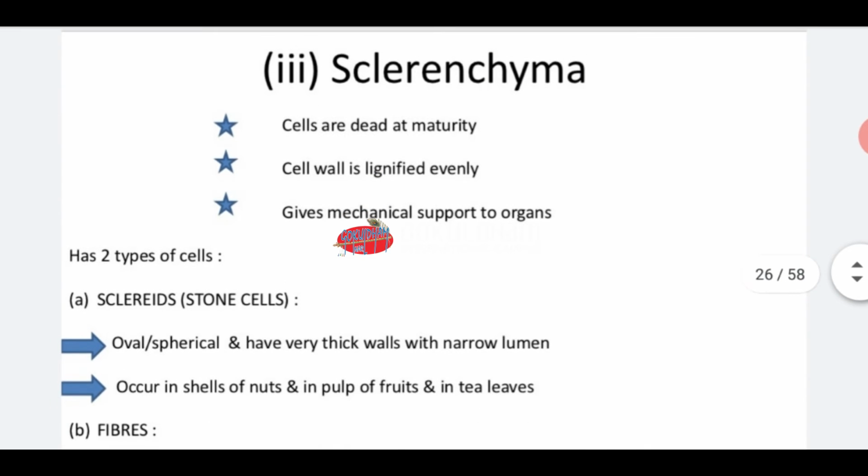Now, third type of simple permanent tissue is sclerenchyma. The sclerenchyma cells are dead at maturity. Means the cells in sclerenchyma tissue become dead at maturity. And the cell wall is lignified evenly. Means evenly, the cell wall has lignin, which we call a lignified cell wall. It gives mechanical support to the organs. Means it provides mechanical support to the organ or plant.